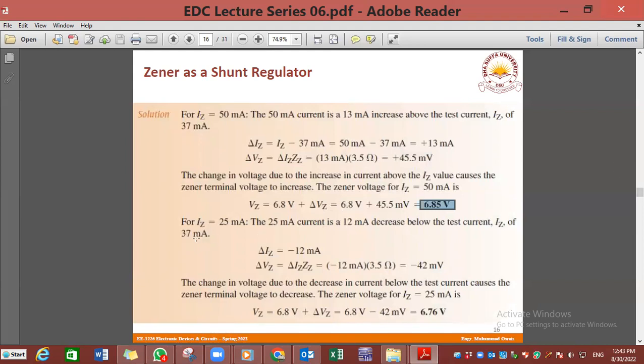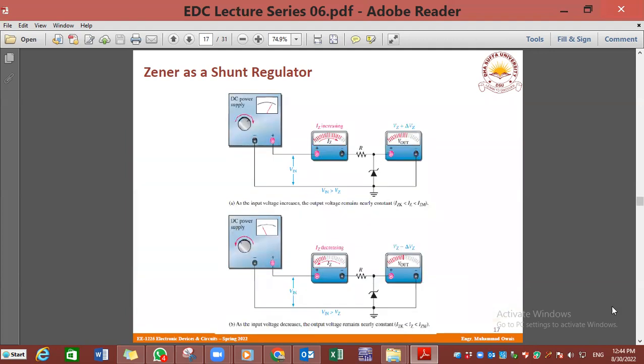For IZ when the Zener diode is operated at 25 milliamperes, a lesser current, lesser by 12 milliamperes, it will have a decrease in voltage. If you multiply 12 milliamperes with 3.5, the ZZ value, it comes out to be 42 millivolts, and you subtract this 42 millivolts from 6.8 volts. So it becomes 42 millivolts lesser than 6.8 volts. It shows that you increase the input voltage, but the output voltage does not change. And this diagram shows that you decrease the voltage, but the output voltage does not change.